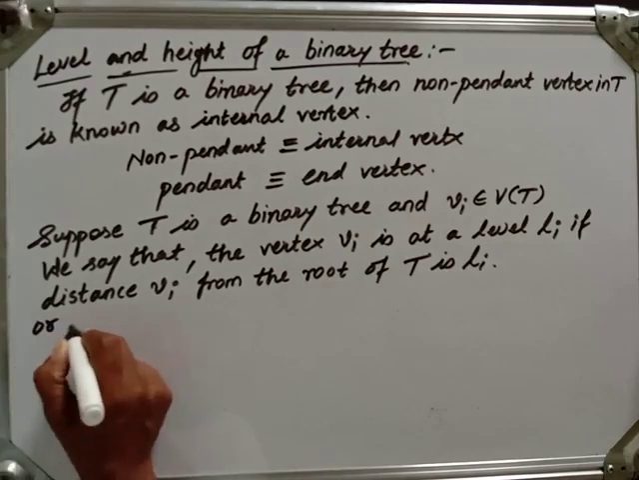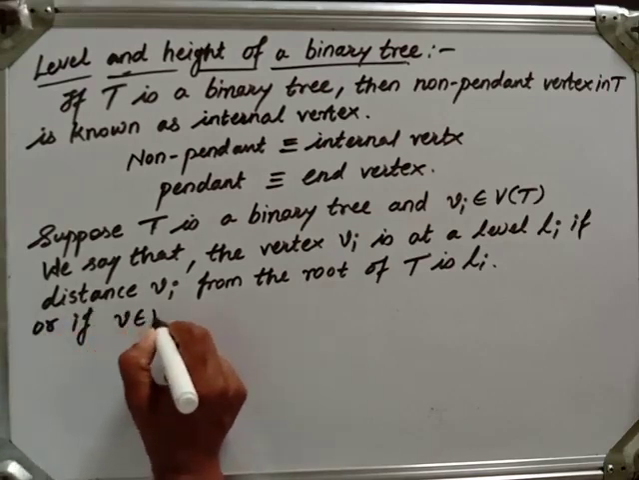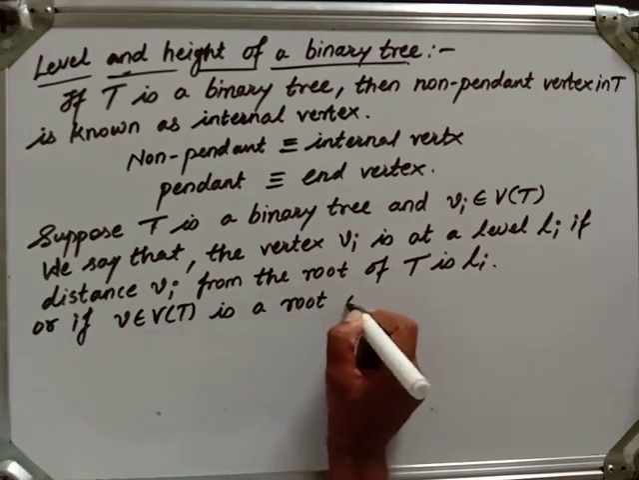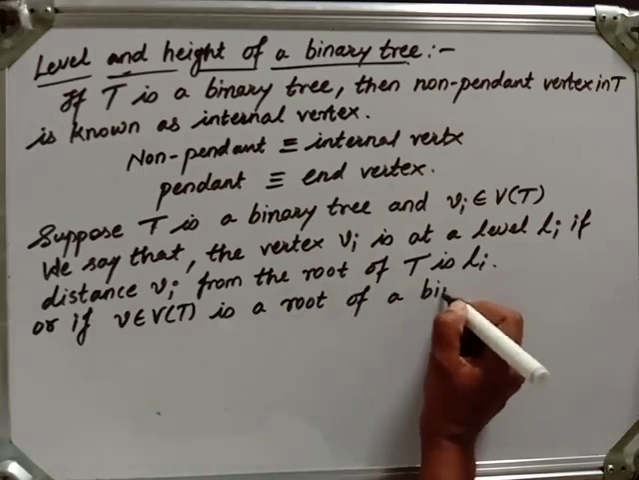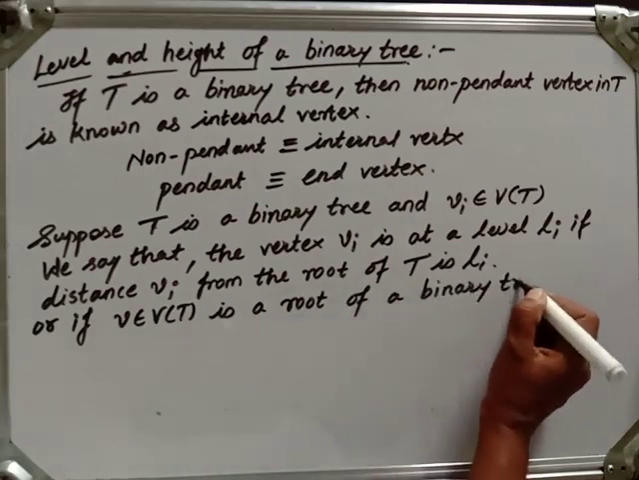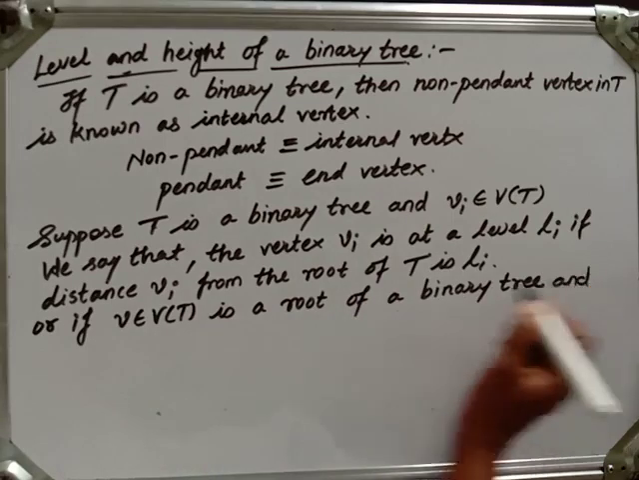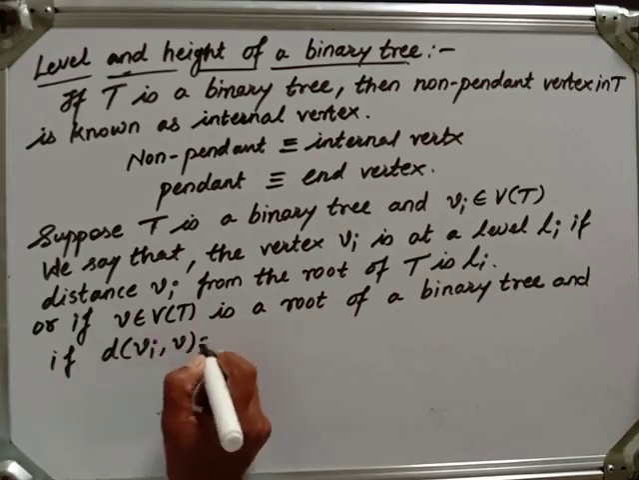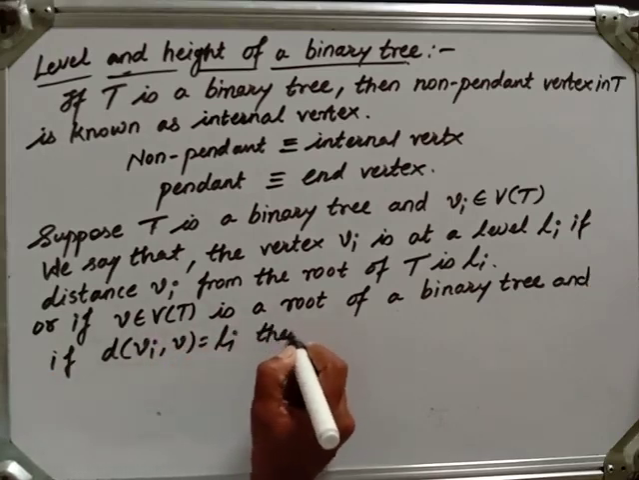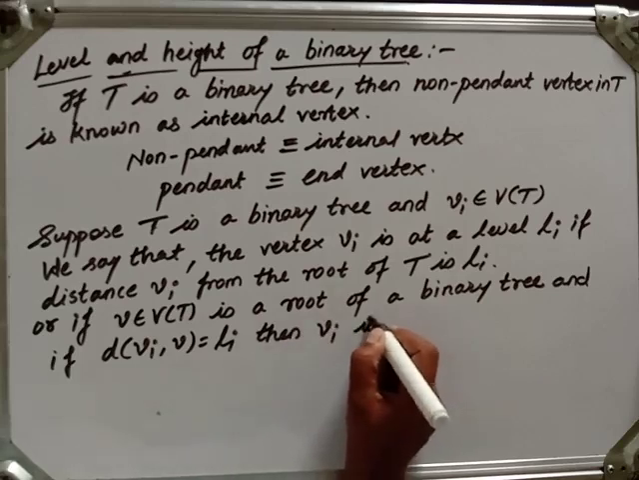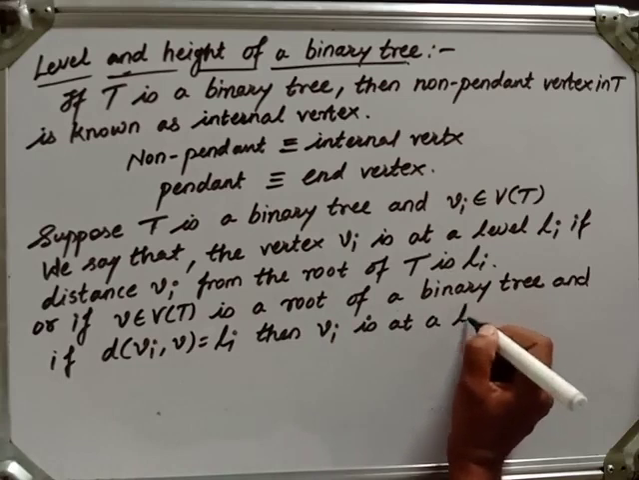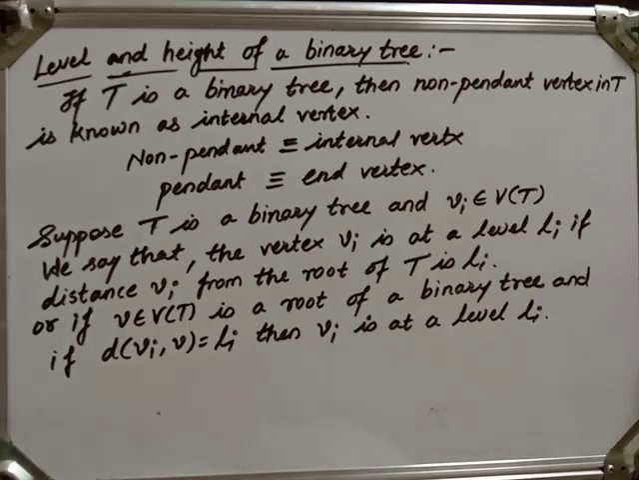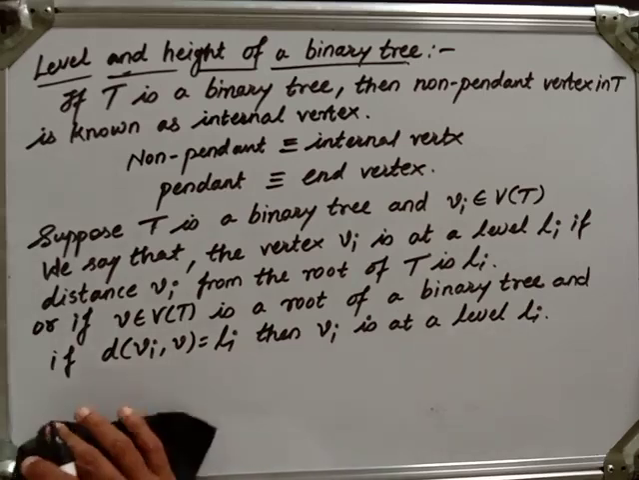Or if V belonging to the vertex set of the tree is the root of a binary tree, and if the distance from Vi to V is Li, then Vi is at level Li. Now for example, let's see one example for this level.